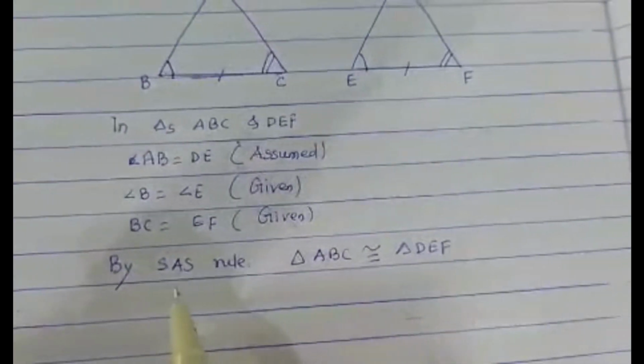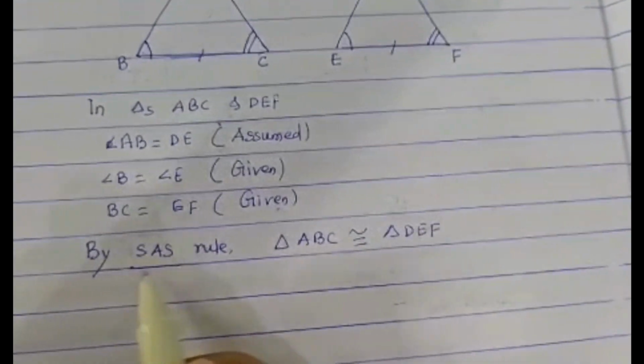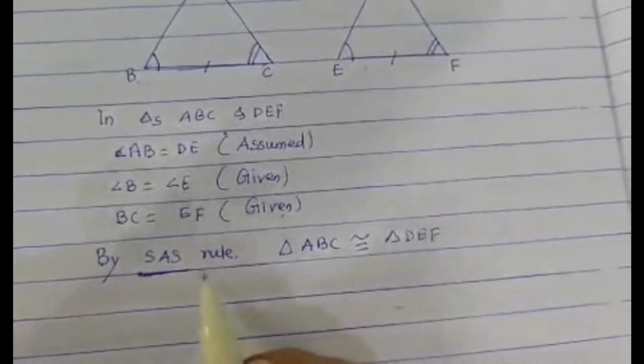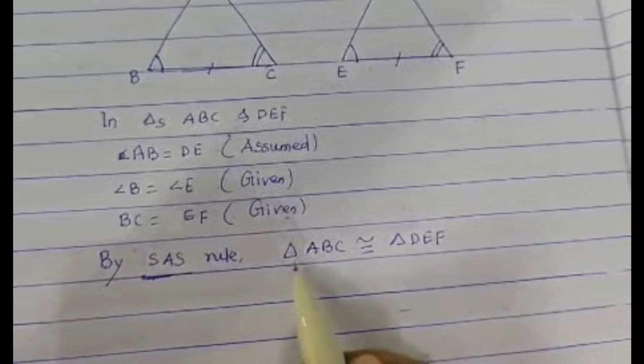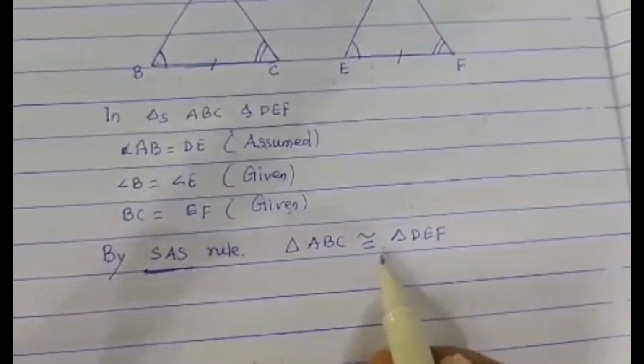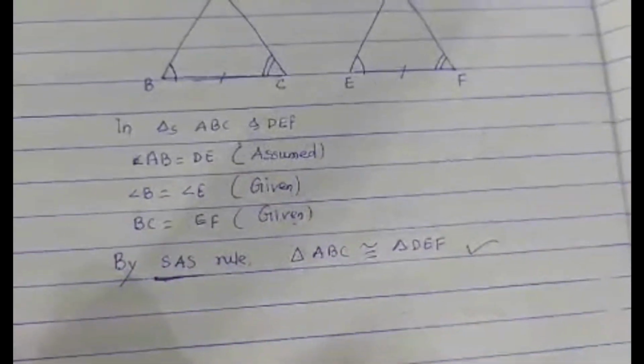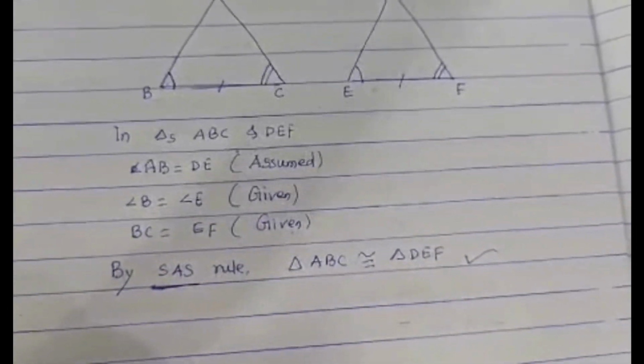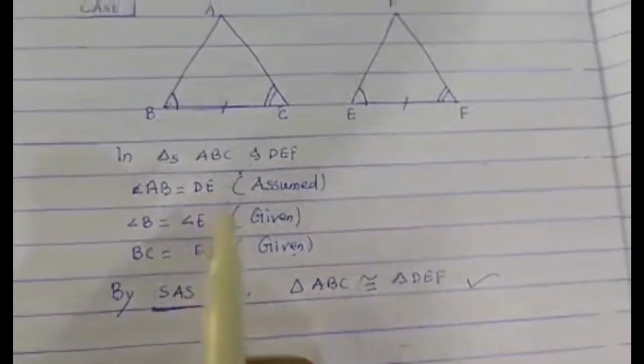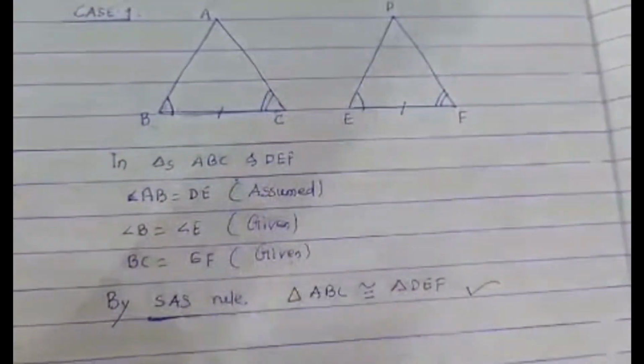Alright, by SAS rule, we can say that ABC is congruent to DEF. So case 1 has been proved. Case 1 has been discussed, when this AB equal to DE. Now let us discuss case 2.